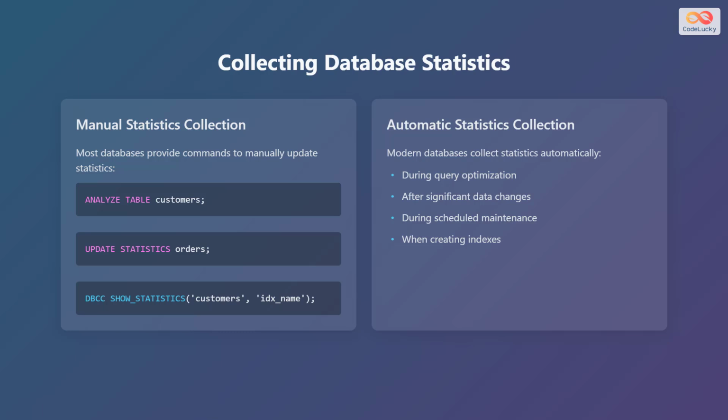Let's explore how database statistics are collected. Most databases offer commands to manually update statistics. For instance, you can use the Analyze Table command followed by the table name, such as customers. Alternatively, there's the Update Statistics command, specifying the table like orders. Also, the DBCC SHOW_STATISTICS function along with the table and index name, for example, customers and index name.